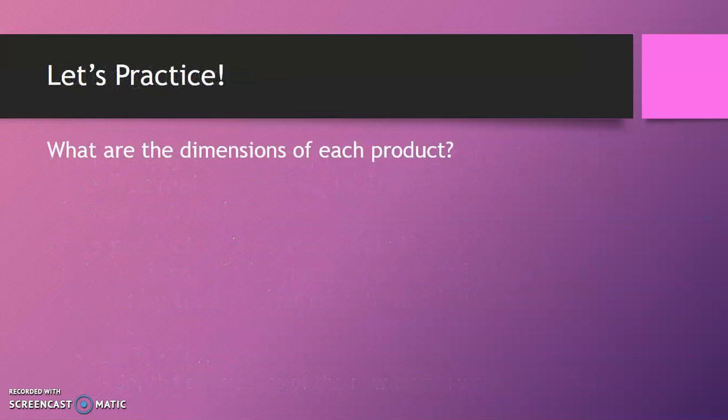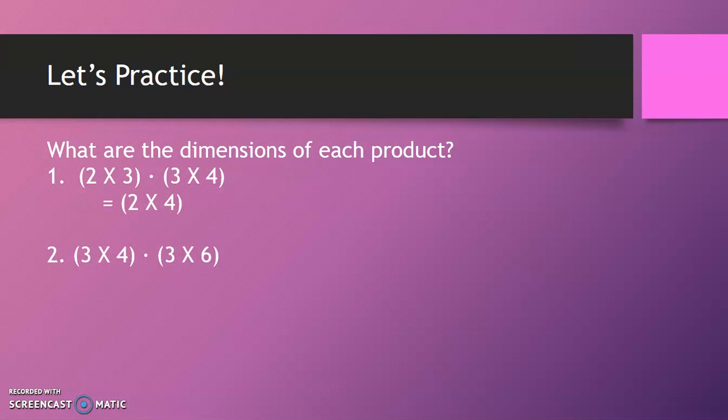Let's practice just finding the dimensions if we were going to be multiplying matrices. If I have a 2 by 3 matrix times a 3 by 4 matrix, note that the 3s on the inner numbers there are the same, so my dimensions would be 2 by 4. If I try to take a 3 by 4 matrix times a 3 by 6 matrix, notice how the inner numbers 4 and 3 do not match, so we would not be able to do this.